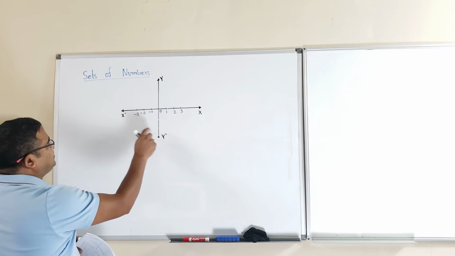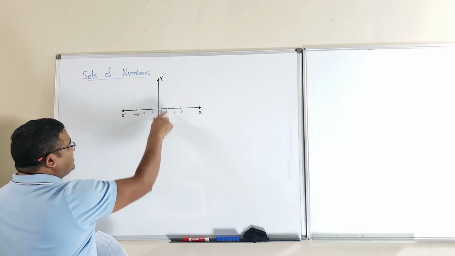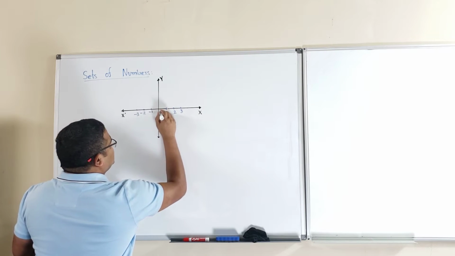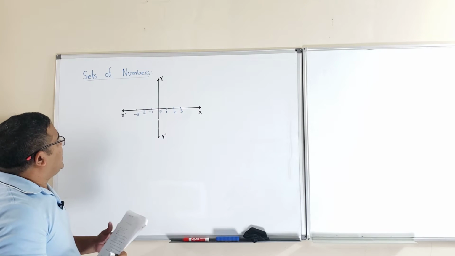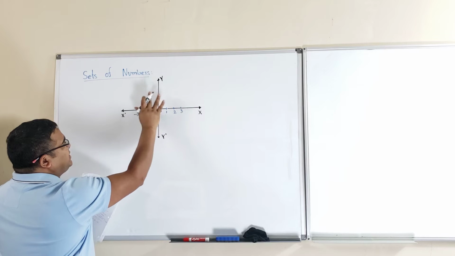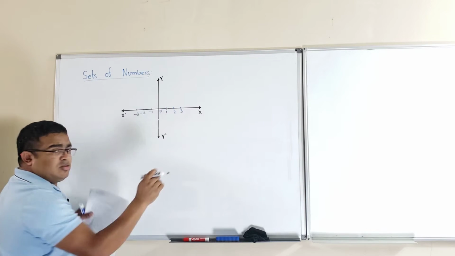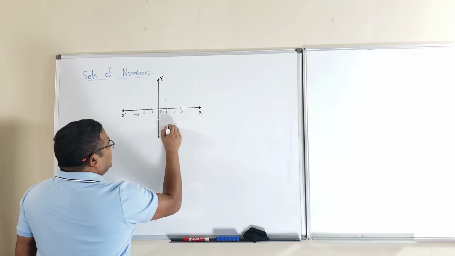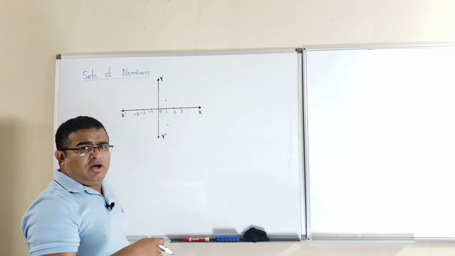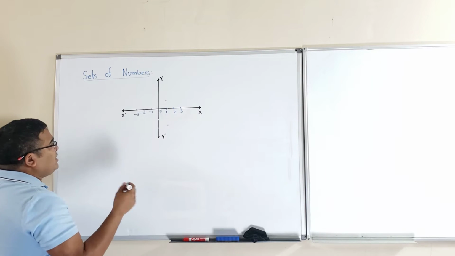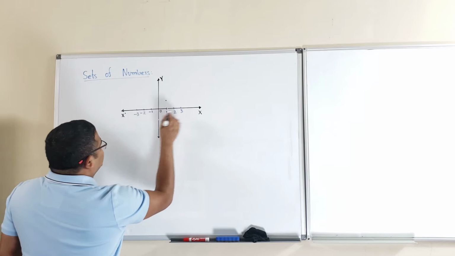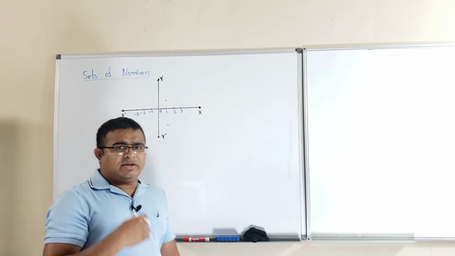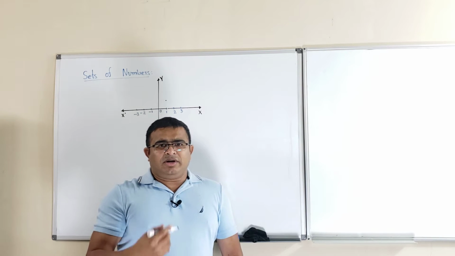Now, in the xy plane, this is the x-axis and this is the y-axis, and they meet at this point. This is origin O, and any number on this plane is called a complex number. If you take any number here or here or here, any place, then that will be a complex number. And if you take any number on this line from x prime to x, this is the x-axis, that means if you take any number on the x-axis, then that would be the real numbers.